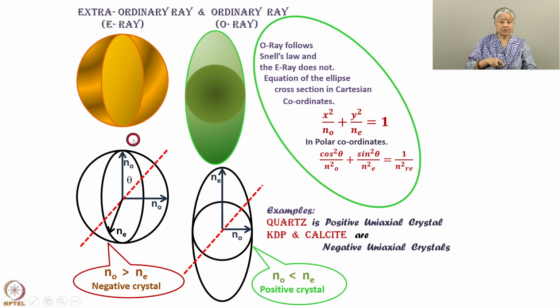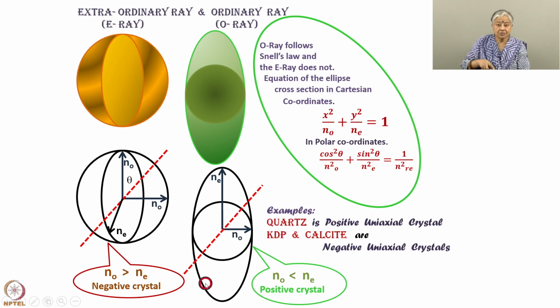So, here I have just distinguished the ordinary ray and the extraordinary ray. Quartz is a positive uniaxial crystal, which we have seen before. KDP and calcite are negative uniaxial crystals. Both are uniaxial. Now, KDP was the most popular one, if we have seen that. It gives second harmonic for quite a few laser wavelengths.